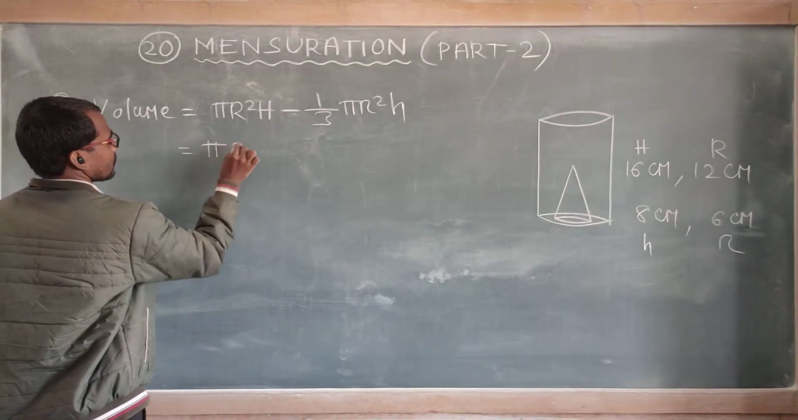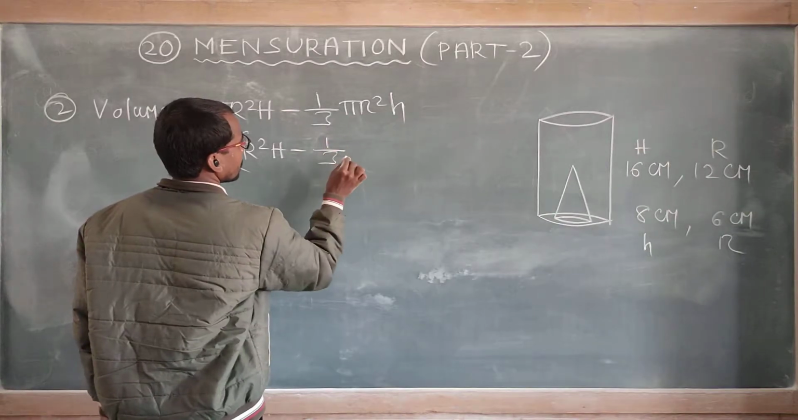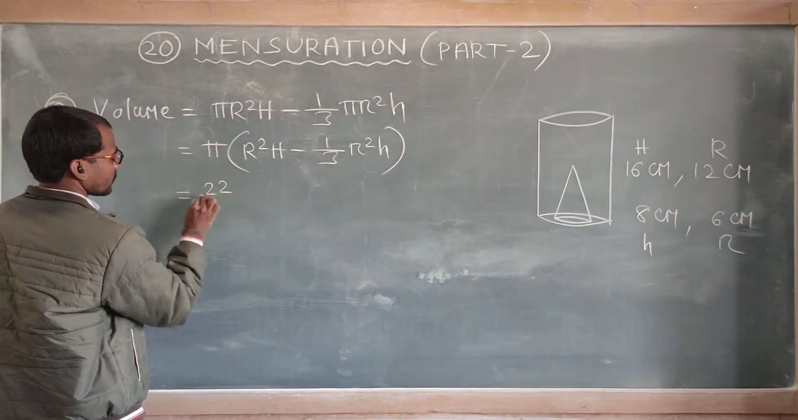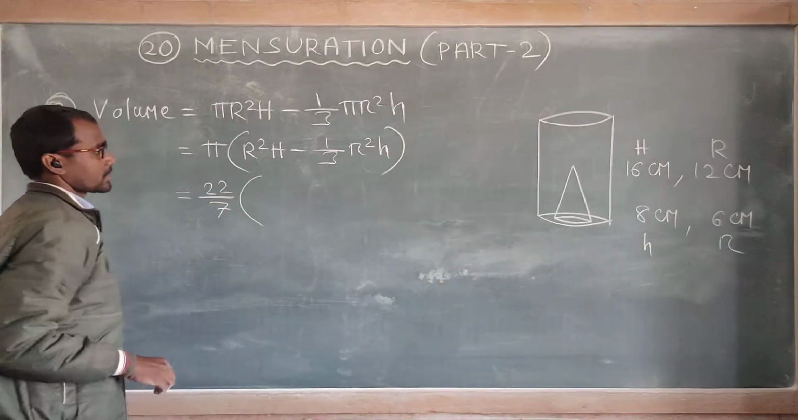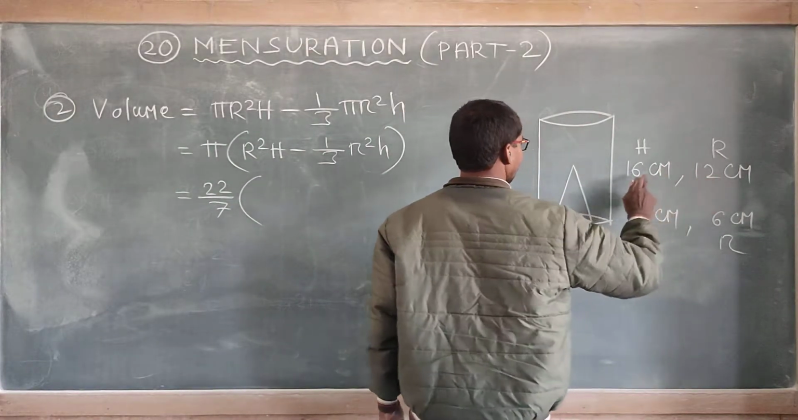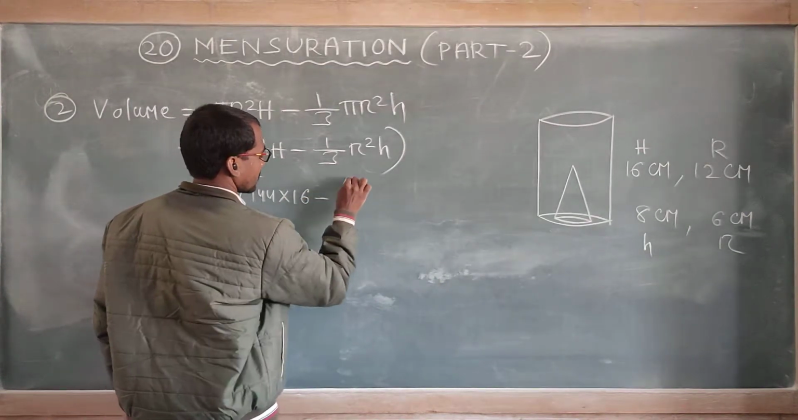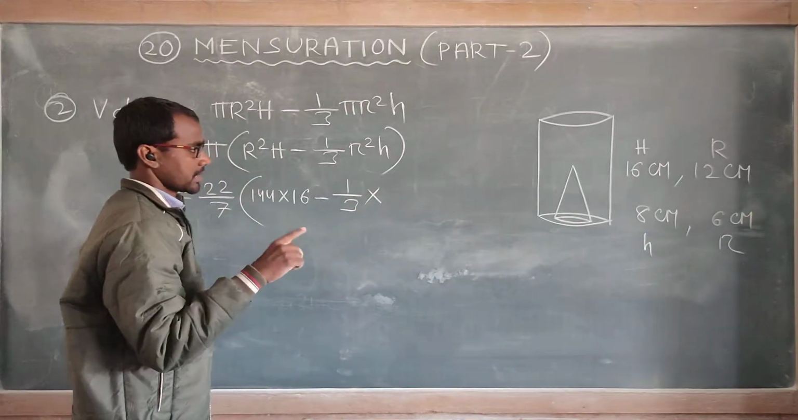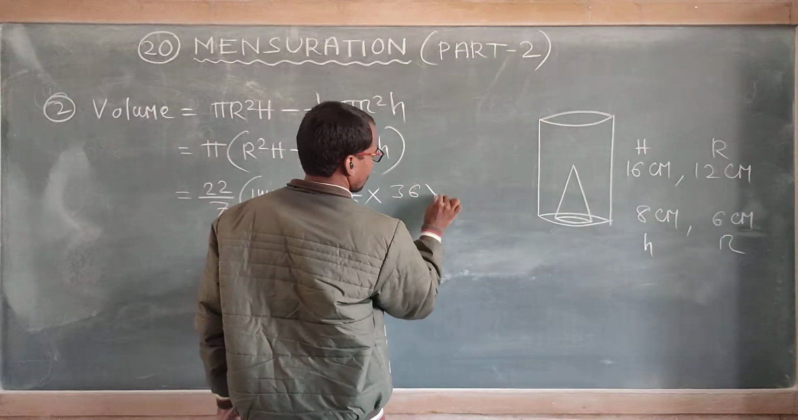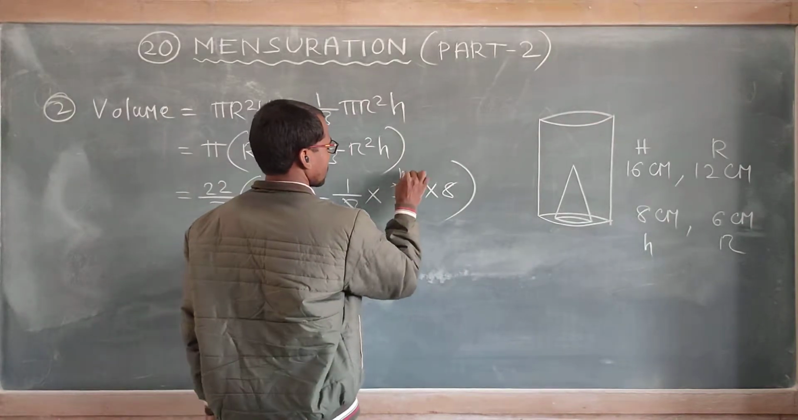So pi common, r square h minus 1 by 3 r square h. Pi value is 22 by 7, r square h, r is 12, as you can see. 12 square is 144, 144 into 16. 1 by 3, r square h, r is 6. 6 square is 36, into 8. So 3 into 12 is 36.